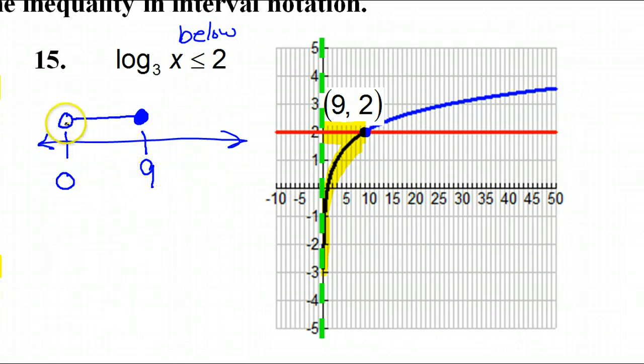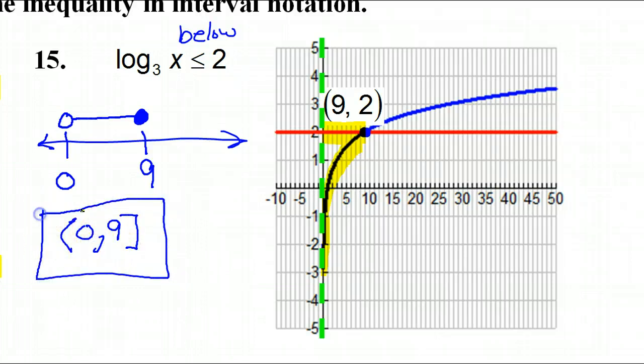All right, why did I leave that in open circle? Remember, this 0 is the asymptote. You never reach it. You never get there. So you can't include 0 as part of your solution set. Now, interval notation. Clearly, the solutions are from 0 to 9. Not including 0, but including 9. So we'll go 0 to 9 with a round parenthesis and a square bracket. And there you go. So that's number 15.